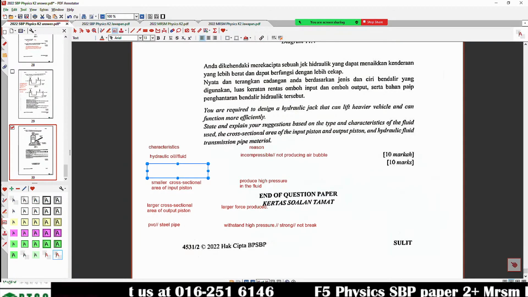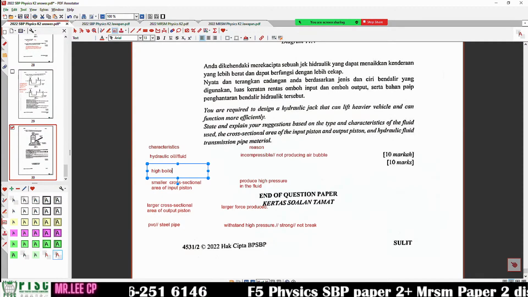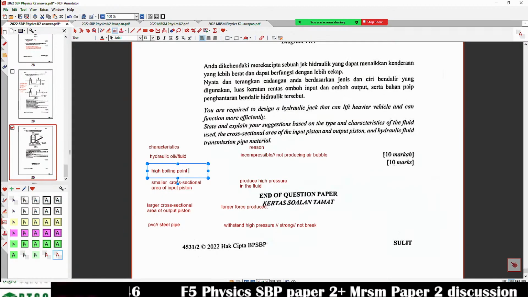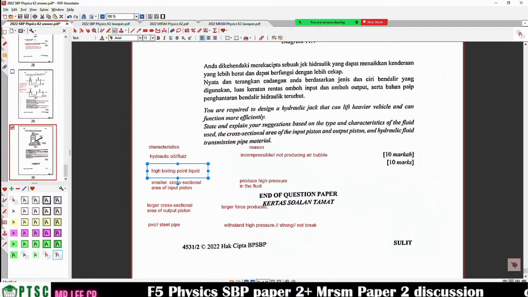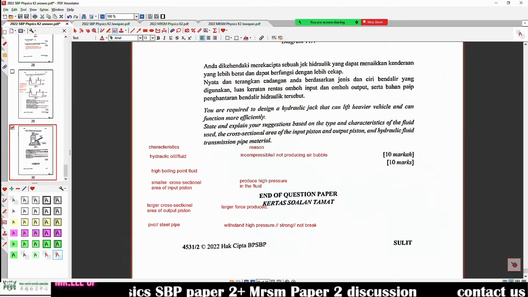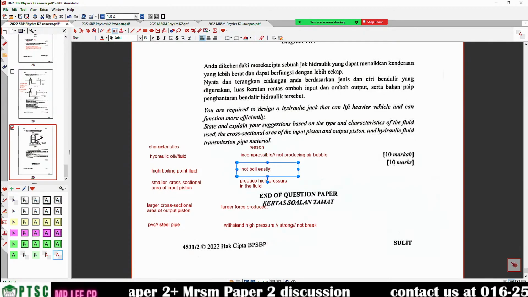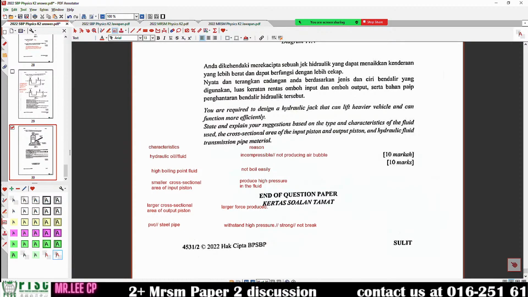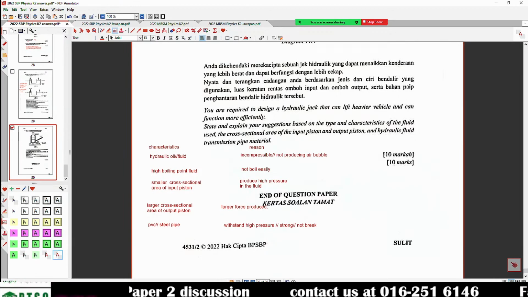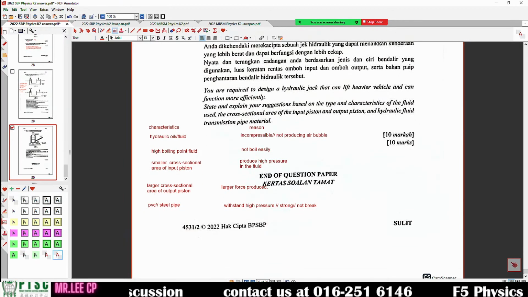One more characteristic: high boiling point, liquid. So it does not boil easily. If you have other characteristics that you want to put in, also can. You can name it.